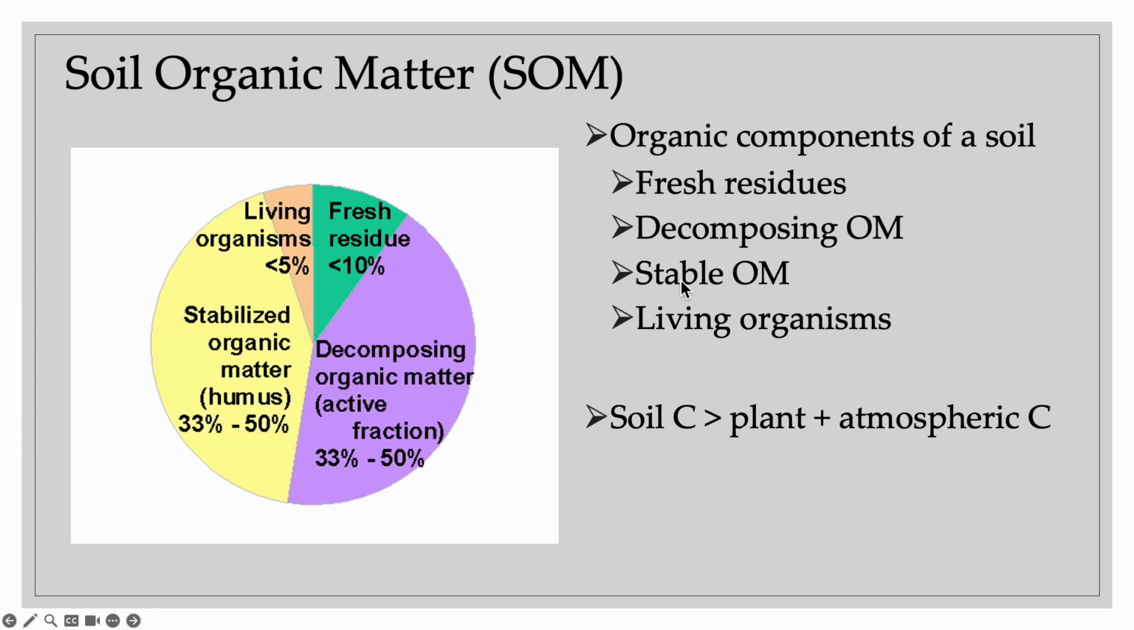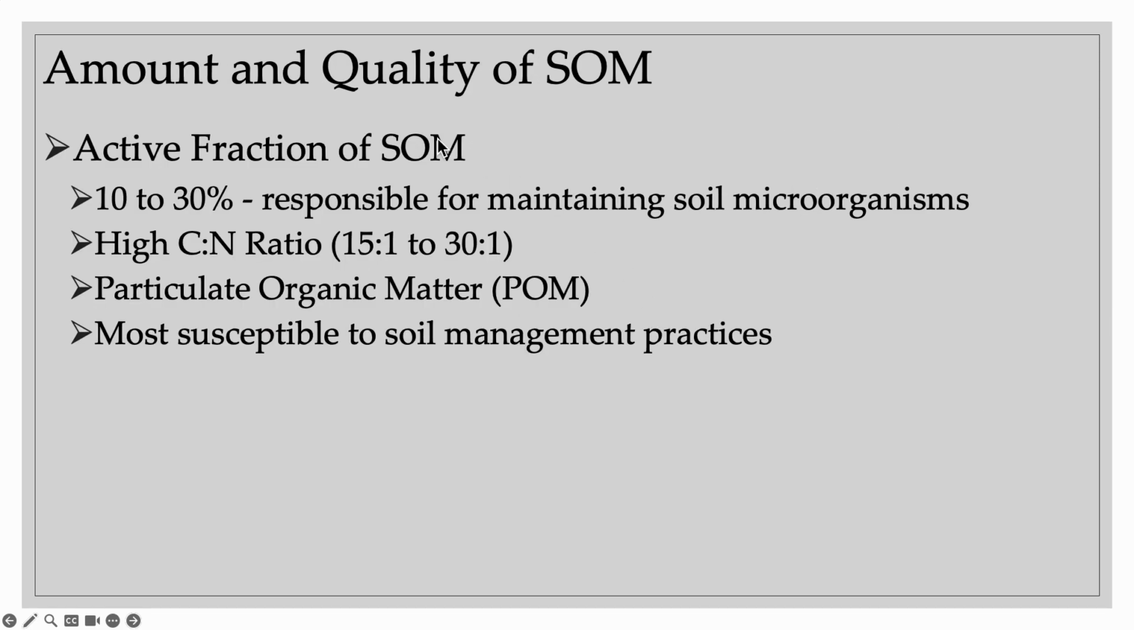And if you have those residues, then you're going to continue to increase this decomposing organic matter that ultimately turns into stable organic matter, right? So that's the thought process of this climate smart agriculture: to remove the carbon dioxide, make sure that the plants decompose and store that carbon in the soil rather than sending it back into the atmosphere.